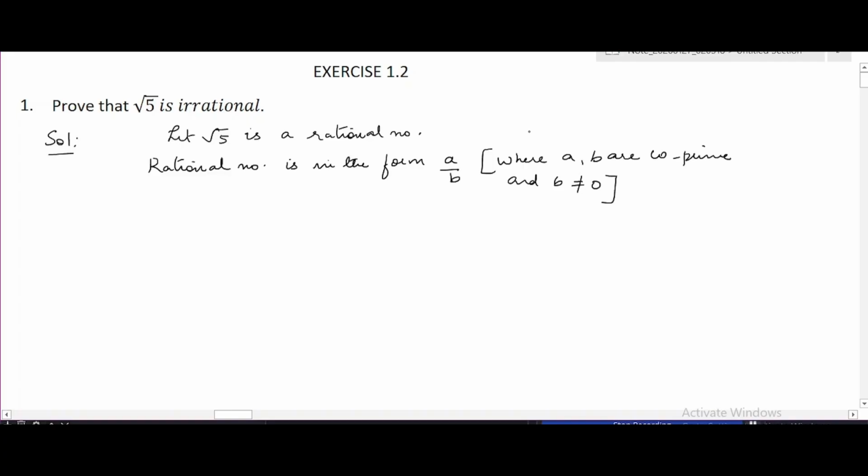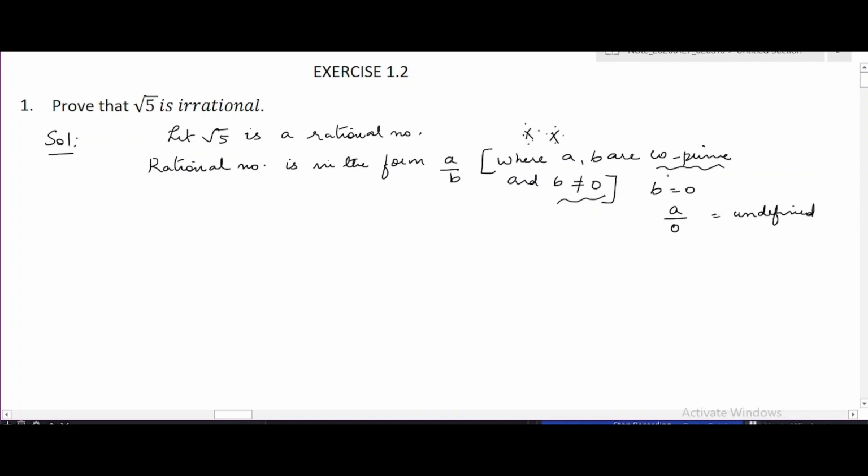This note is very important. If you don't write this note, you will not get any marks for this answer at all. So this is very important: a and b are co-prime and b not equal to 0. When b becomes 0, what will happen? In any fraction, if the denominator becomes 0, it is undefined. This should not happen, students. So we should always be careful that our fraction's denominator should not be equal to 0.